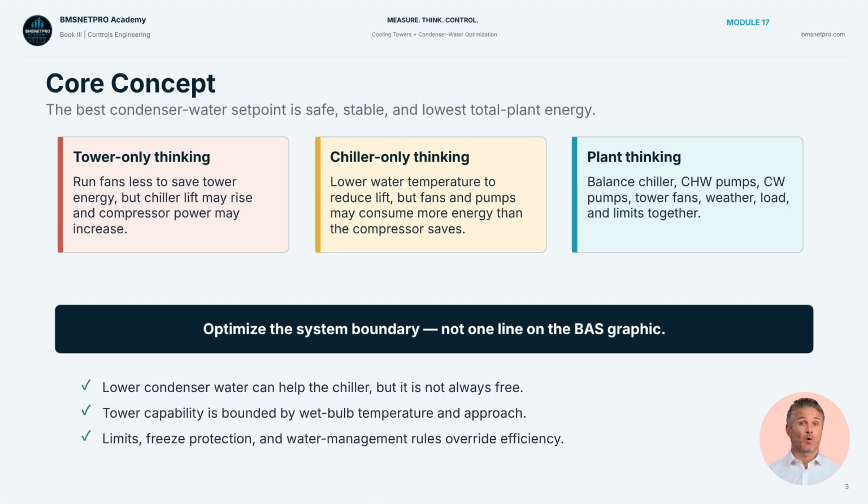The core concept is that condenser water optimization belongs to the entire plant. A tower-only view may reduce fan speed but increase chiller power. A chiller-only view may drive the towers to produce colder water, even when fan energy and pump energy erase the savings. The controls engineer thinks in boundaries: chiller power, chilled water pump power, condenser water pump power, tower fan power, load, wet bulb temperature, and equipment limits. The right set point is safe, stable, and defensible from total plant evidence.